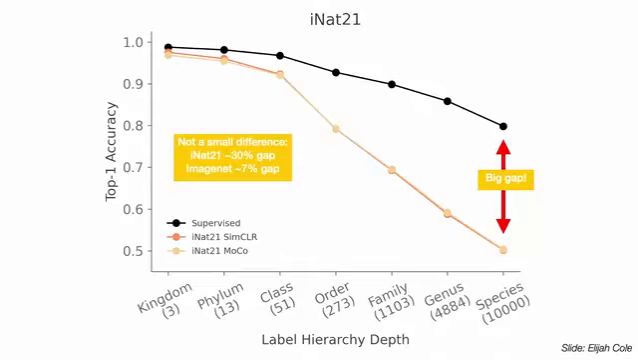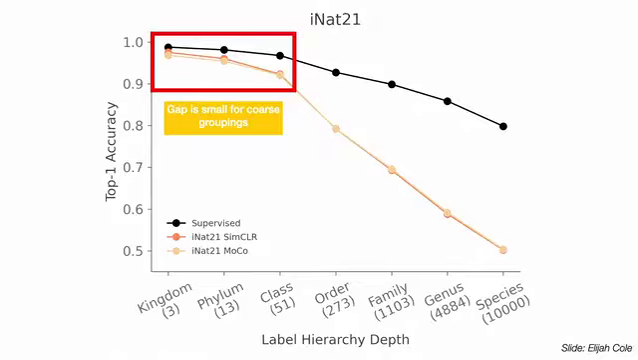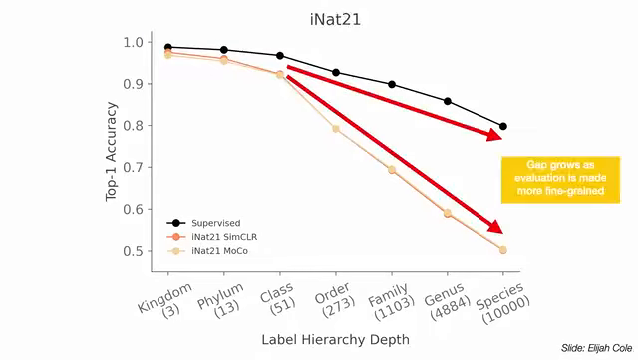And so one reason for that is this, right? ImageNet is a very coarse-grained data set. The categories are not very similar to each other. And you see the same trend here, right? The gap is very small when you look at these very coarse groupings, class, phylum, or kingdom. But then the gap actually grows as the evaluation is made more fine-grained.